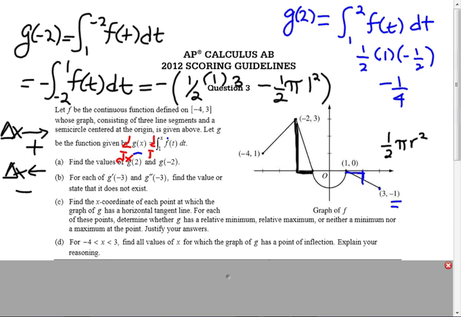I find g prime, I'm going to take the derivative. What's the derivative of the antiderivative? It's just f of x. So g prime of x equals f of x.